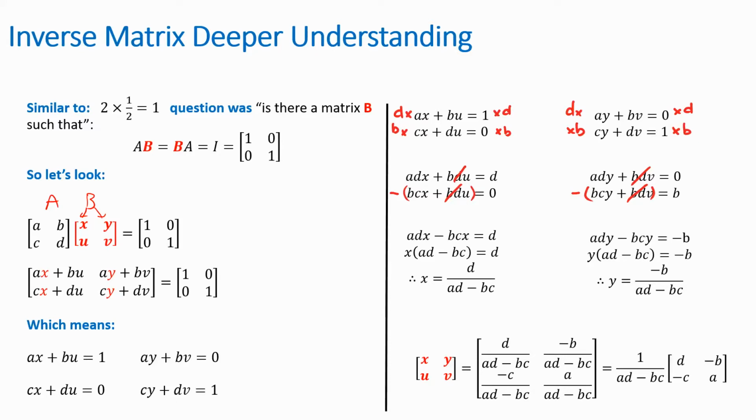You see, if I found out X and Y just now, that's D over AD minus BC, negative B over AD minus BC. If you did for U and V, you get negative C and A. And the nice thing is, they're all over AD minus BC, so I took it out. That's where your determinant's coming from. That's 1 over AD minus BC, and you're left with D, minus B, minus C, A. And that's your inverse formula.